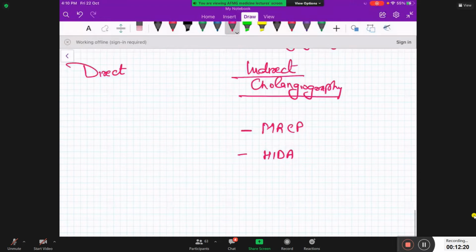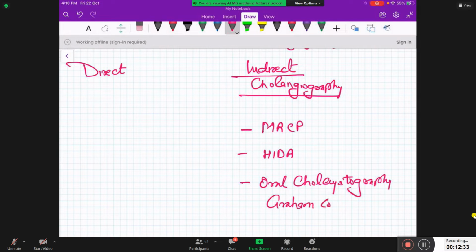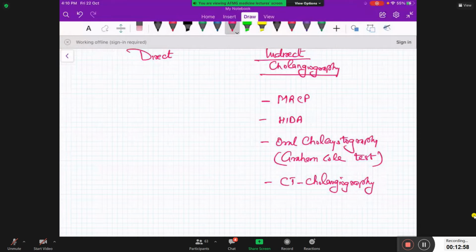Any other? Oral cholecystography, which is also called Graham Cole test. Any other you know? CT cholangiography. These are the indirect cholangiographies we should know.